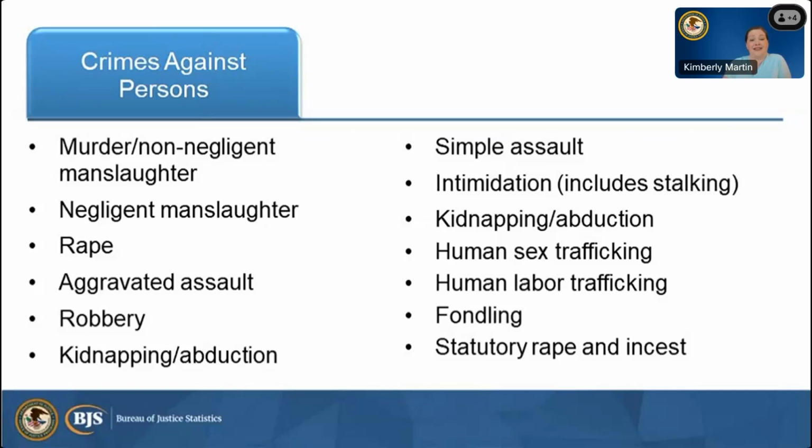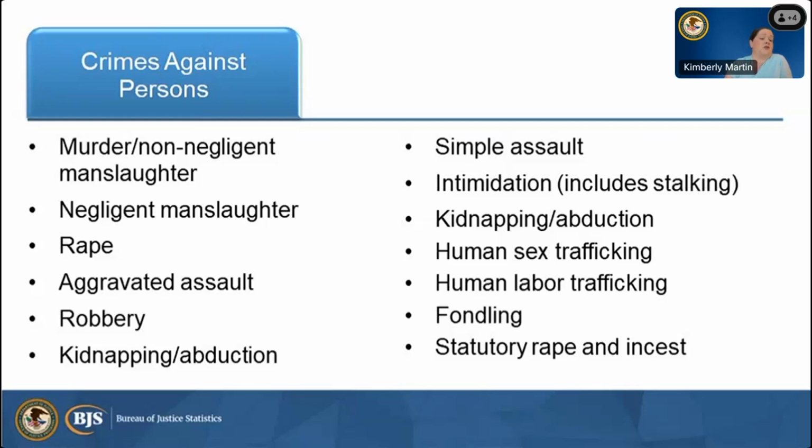Here, I've condensed all of the different crimes against persons offenses that NIBRS does capture, but right away, you're going to see some differences with the NCVS. The most obvious being that NIBRS captures murder. Some jurisdictions call it non-negligent manslaughter. We also capture negligent manslaughter. We also capture kidnapping and abduction, and also instances of statutory rape and incest and human trafficking for purposes of commercial sex acts and for purposes of involuntary servitude.